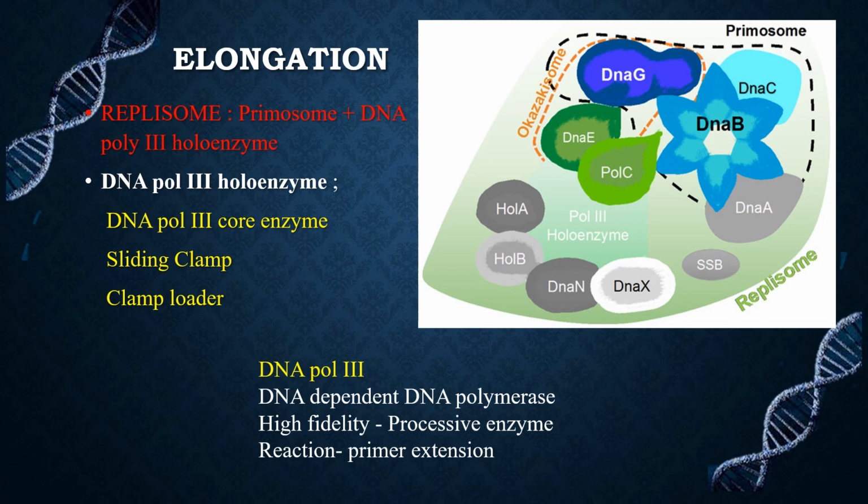Now we are coming to DNA polymerase III. This is the major polymerase involved in replication, and it is a dimer with two similar multi-subunit complexes. It is a DNA-dependent DNA polymerase with high fidelity and accuracy, and also it is a processive enzyme. The major active site is involved in the synthesis of DNA, and its reaction is based on primer extension.